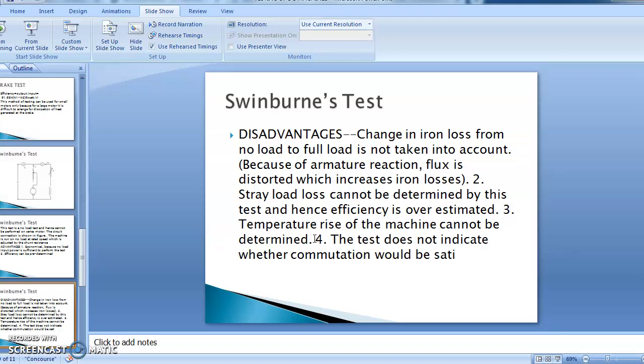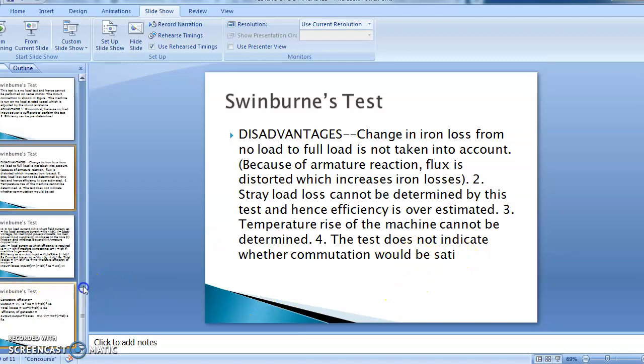So what is the problem with this? If the temperature rises, as all of you have studied earlier, the rise of temperature is directly related to the resistance. So as the temperature rises, resistance increases, and correspondingly the heat losses will increase. The rise in the heat losses cannot be determined from this procedure, and this test cannot indicate whether the commutation will be satisfactory or not.